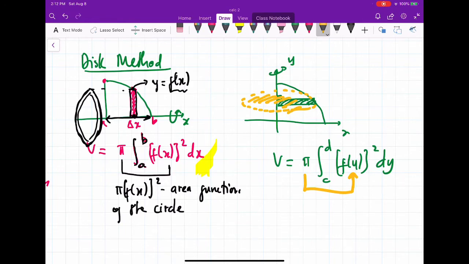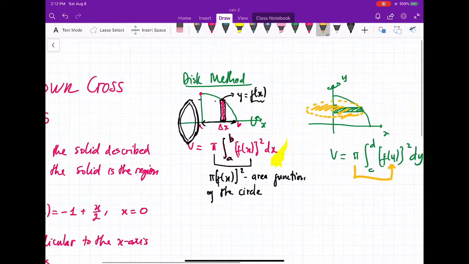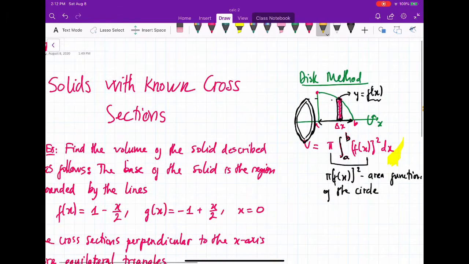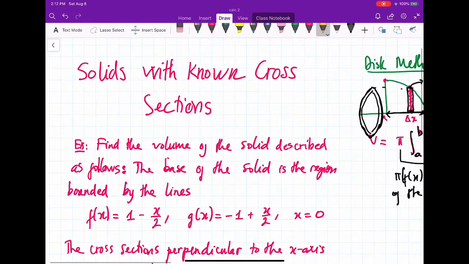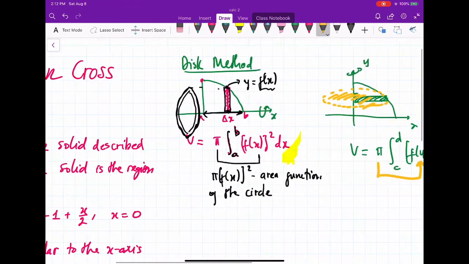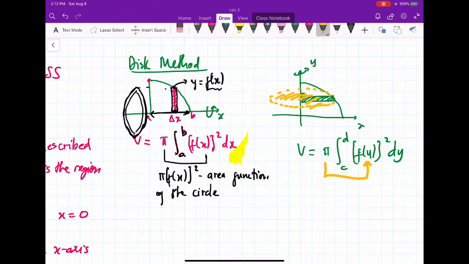So basically, in order to find the volume, we need to find the cross section, and then we integrate the area function over some interval. So that is the whole idea. Of course, the disk method and the washer method can be applied when you have solids obtained by revolving some plane region about the x or the y axis.